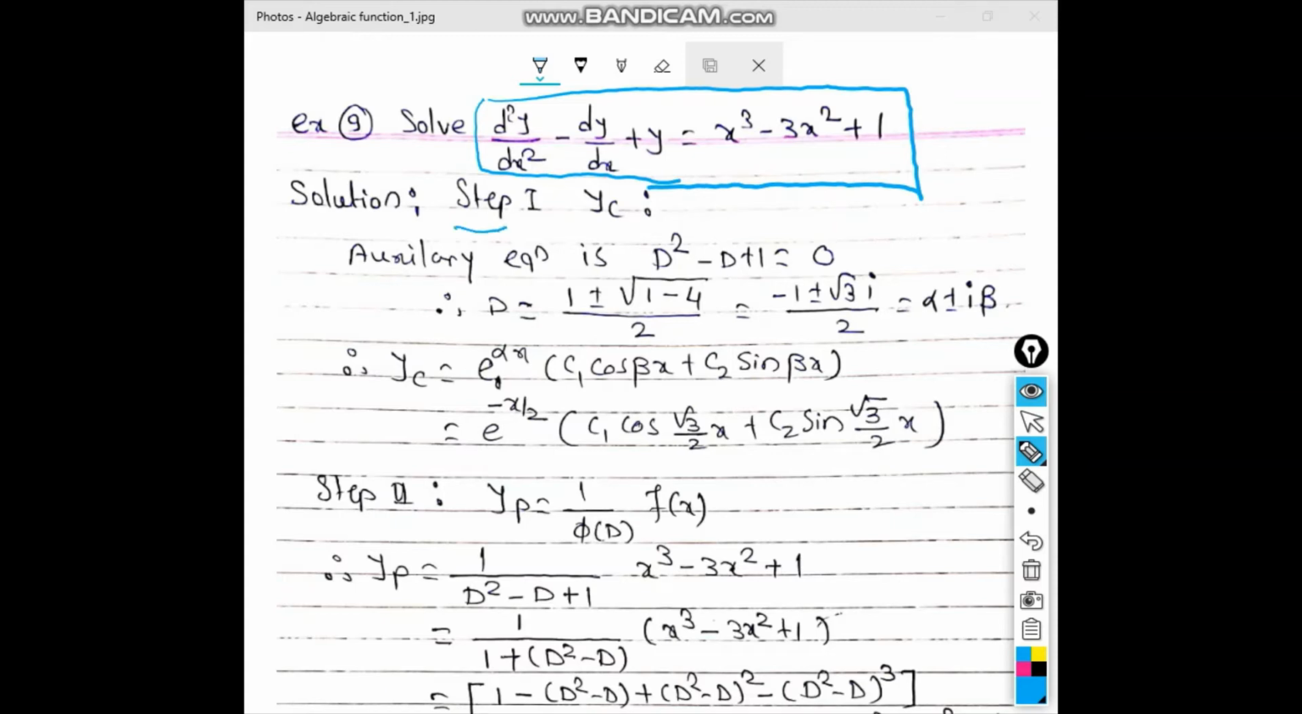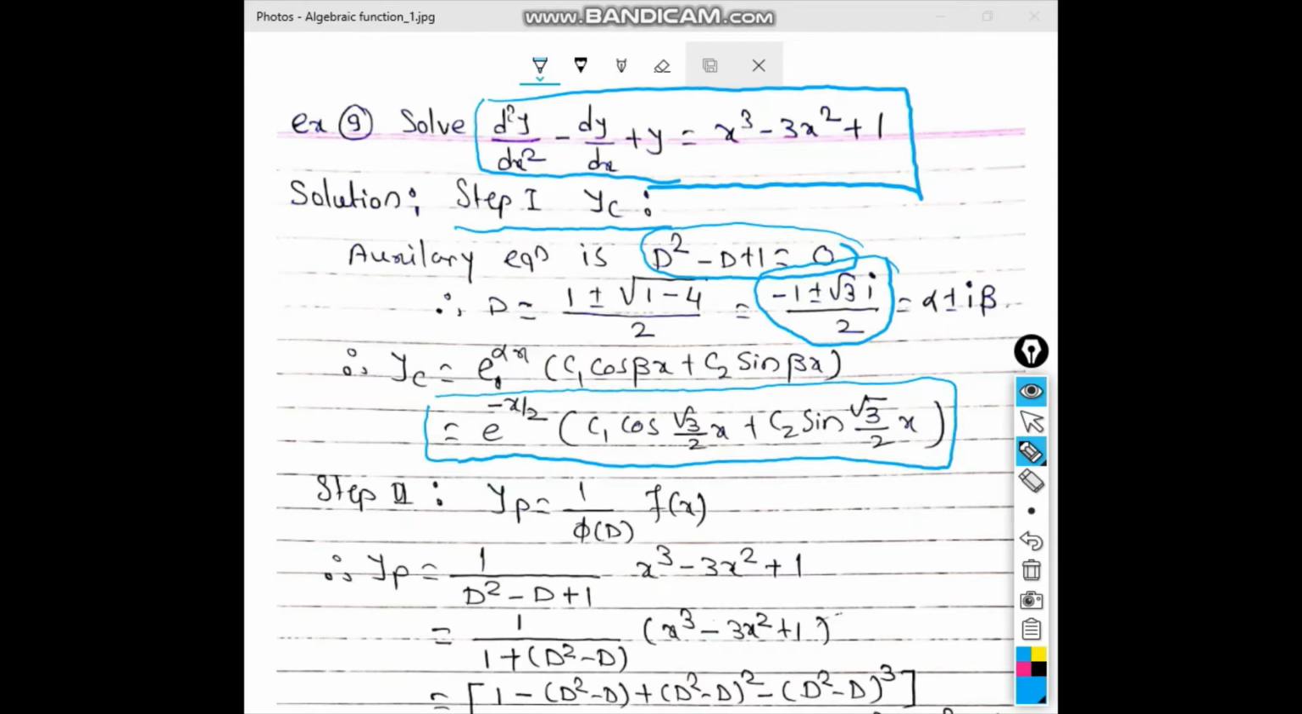Step 1 is to find yc. The auxiliary equation is d square minus d plus 1 equal to 0. The roots are in complex form, alpha plus or minus i beta. So yc is e raised to alpha x, where alpha in this case is 1 by 2 and beta is root 3 by 2. So e raised to x by 2 times c1 cos root 3 by 2 x plus c2 sine root 3 by 2 x. That is yc.